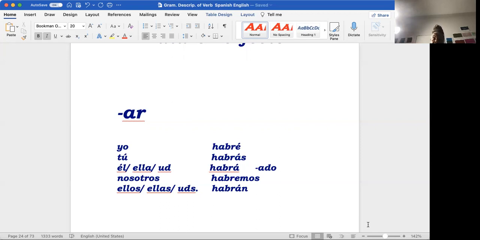So here are the endings for the future. Because where in English you have the auxiliary verb will to denote the future, in Spanish, you don't do it like that. It's an inflection, it's at the end. So when you want to talk about the future in Spanish, you have the verb haber, get rid of the ER, and you have habré, it's the R-E, habrás, it's the R-A-S, habrá, it's the R-A, habremos, it's the R-E-M-O-S, and habrán, it's the R-A-N.